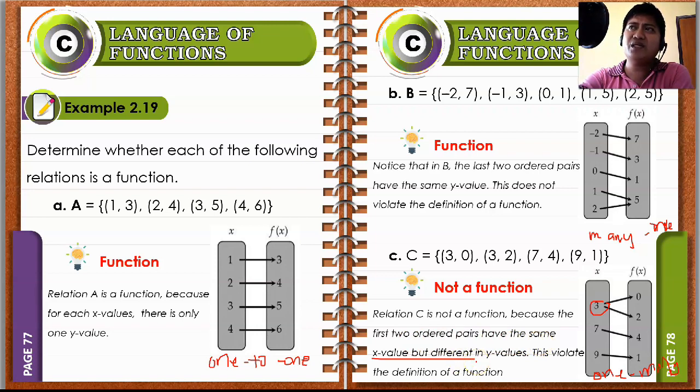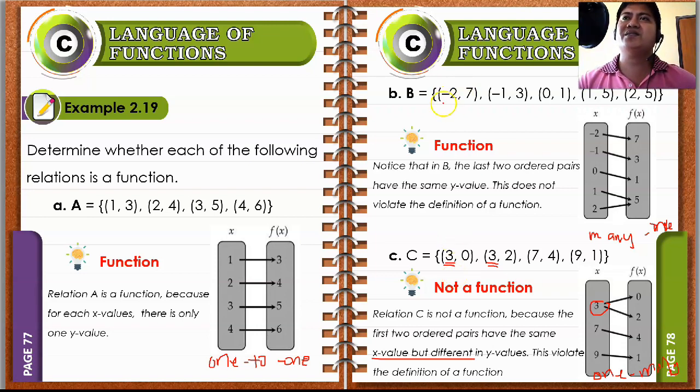This violates the definition of a function because for the same X there are different Y values. It should be exactly one Y value. In other words, given a relation, the shortcut to determine if it is a function is just to check the first elements. If no two elements are the same, then it is a function. If the first elements are the same, then it is not a function.